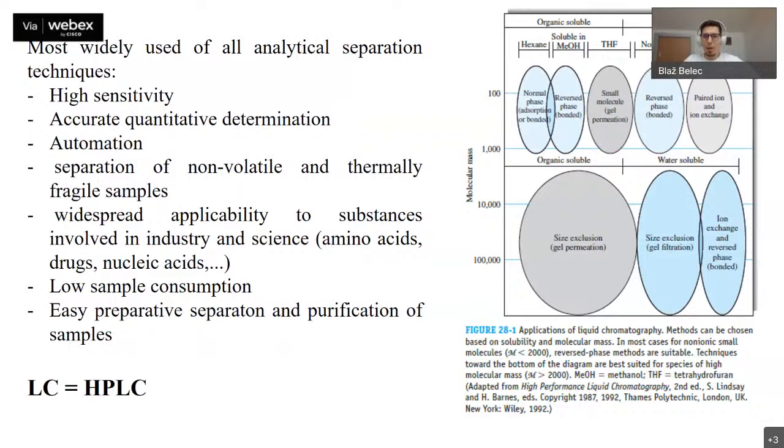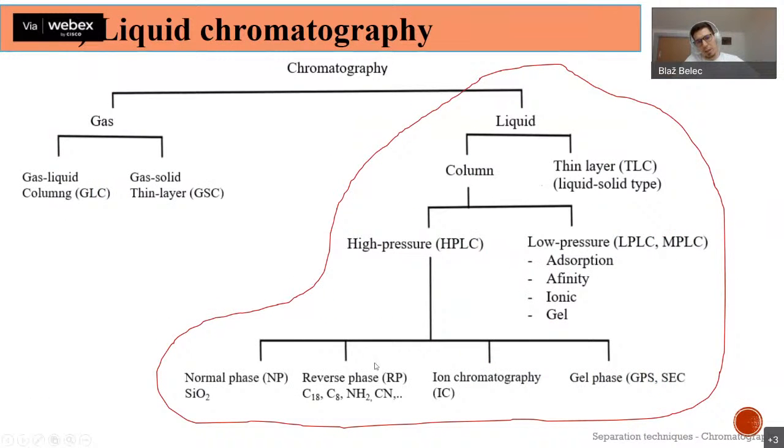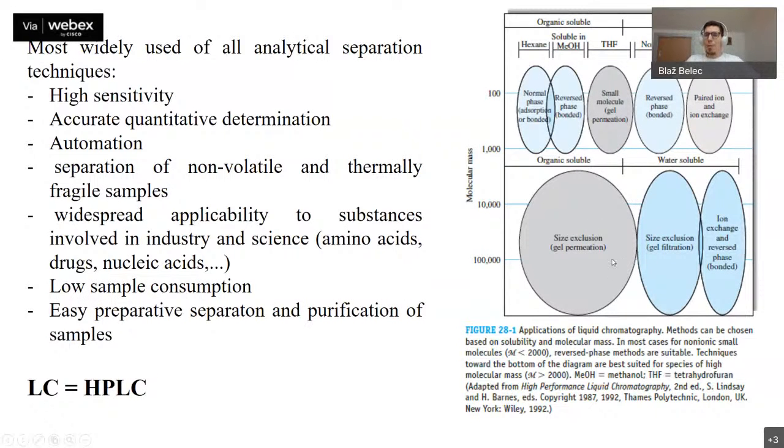As I presented before, we got different types of high pressure liquid chromatography, and on this image we got representations of which type of liquid chromatography we have to use, depending on whether the sample is organic soluble or water soluble, compared to the molar mass. So if it's water soluble and ionic, usually paired ion and ion exchange methods are used. If it's hexane, so soluble only in organic solutions, we got normal phase or reverse phase methods.